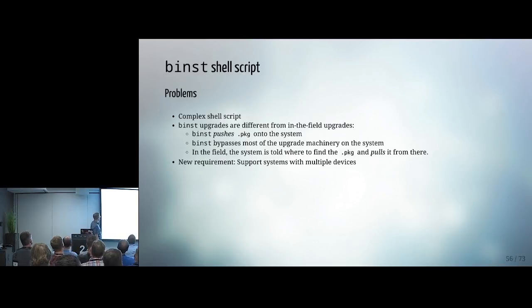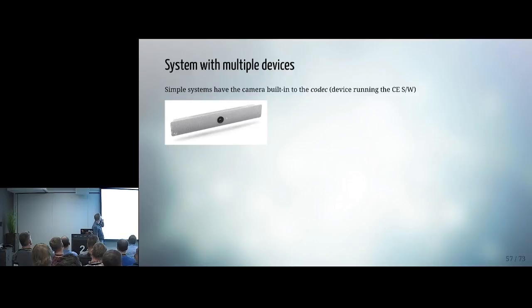As I said, it's a complex script. How binst upgrades the conferencing system is different than how these conferencing systems are upgraded in the field. Binst pushes the PKG onto the system, whereas in the field, the system is told where to find the PKG, and then it pulls it. And also there's a new requirement on the script. We need to support systems that have multiple devices, and I'm going to talk about this here.